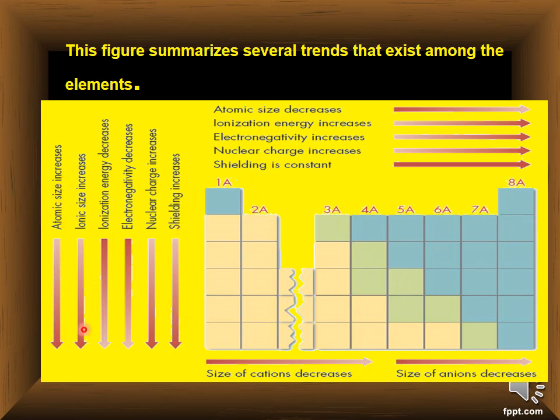Now go from top to bottom. Atomic size increases, ionic size increases, ionization energy decreases, electronegativity decreases, nuclear charge increases, and the shielding effect increases. Because the shielding effect increases, everything happens here. The size of a cation increases and the size of an anion increases on this side. So this summarizes the whole lesson.